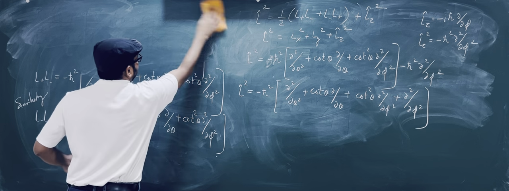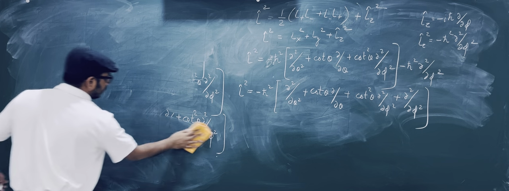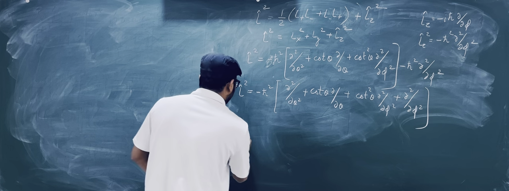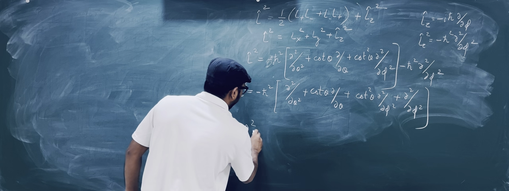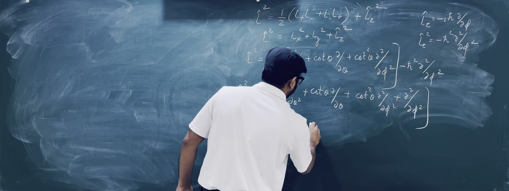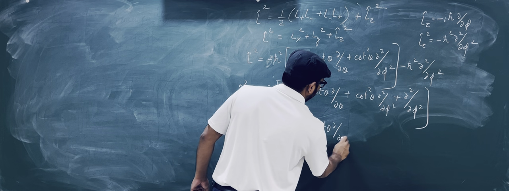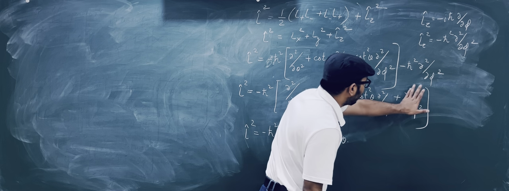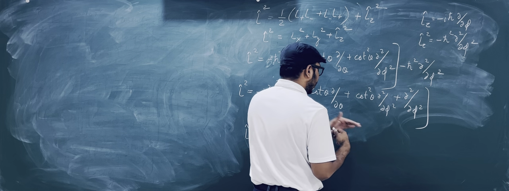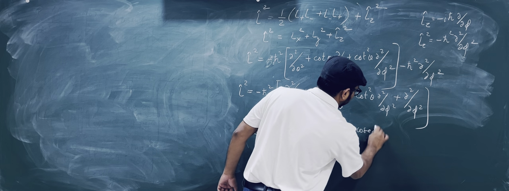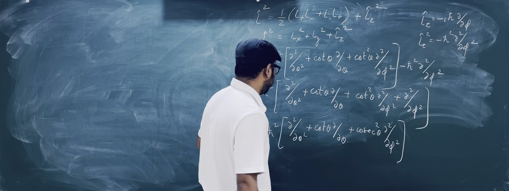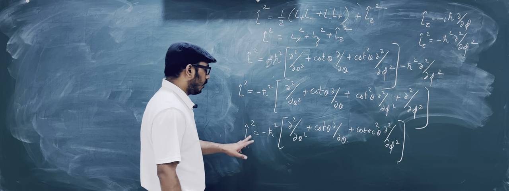So what can we do now? L square is minus ħ square del 2 over del theta square plus cot of theta del over del theta, and if we take del 2 over del phi square out, there will be 1 plus cot square theta, which will become cosec square theta. So it's cosec square theta del 2 over del phi square. So with relief here, we have nice 3 terms for the L square operator.